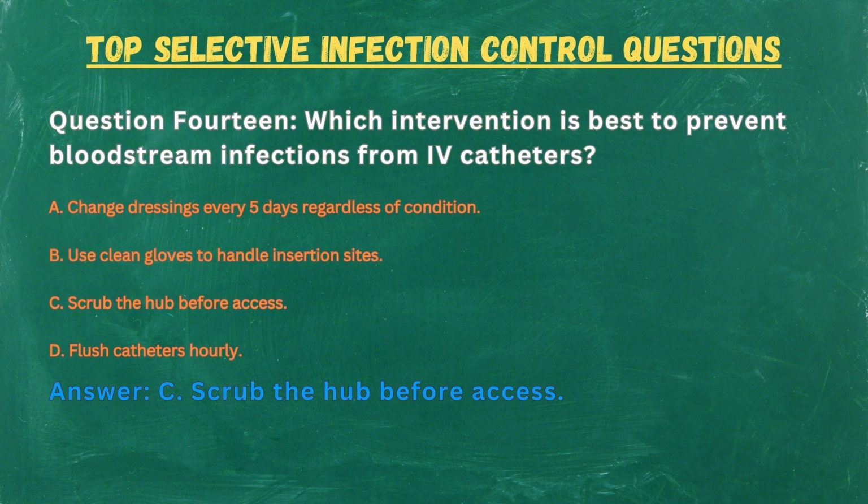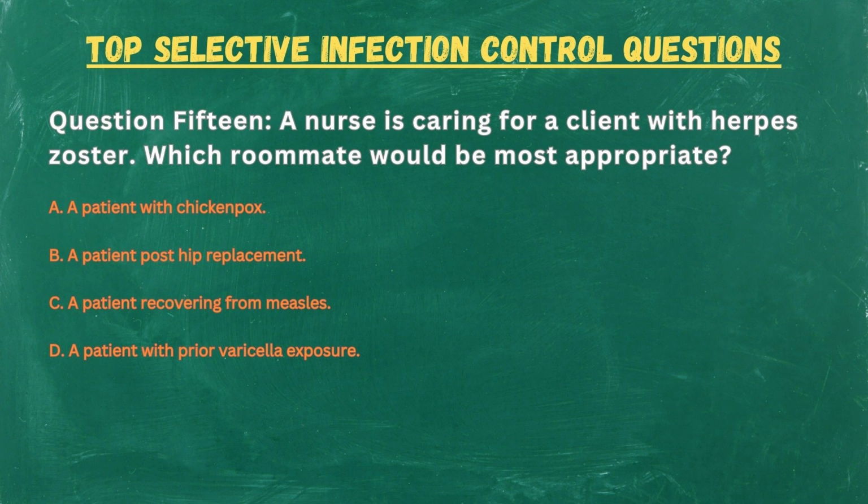Answer. C. Scrub the hub before access. Question 15. A nurse is caring for a client with herpes zoster. Which roommate would be most appropriate?